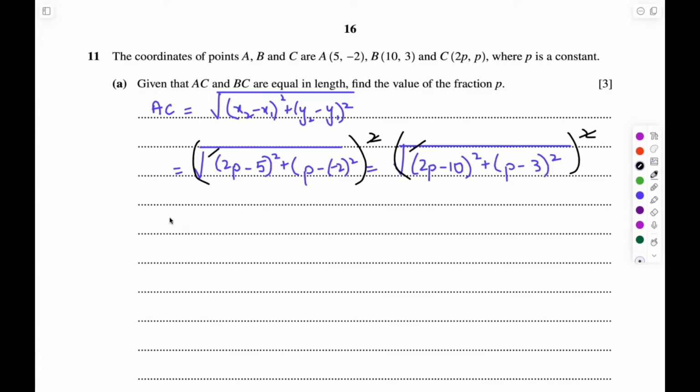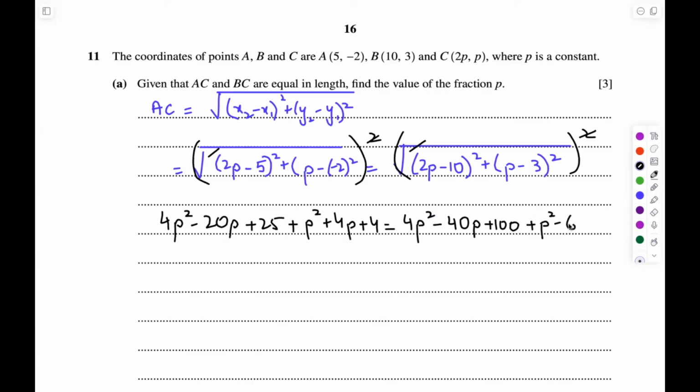Now expanding 2p minus 5 whole squared, we get 4p squared minus, 2ab will become 2 times 2, which is 4, 4 times 5 will be 20, so minus 20p plus 5 squared is 25, plus p plus 2 whole squared. Expanding p plus 2 whole squared, we get p squared plus 4p plus 4, equals, now expanding 2p minus 10 whole squared, that will become 4p squared minus 10 times 2, which is 20, 20 times 2 will become 40, so that will be minus 40p plus 100. And expanding p minus 3 whole squared, that will become p squared minus 6p plus 9.